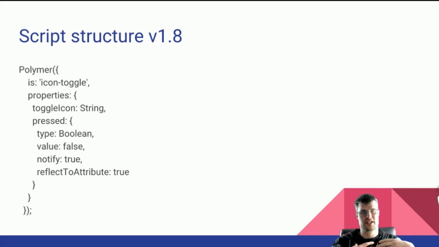And notify means that this specific property should notify all other components that this property is used inside of this component, so if you use this property in a lot of places inside of this component, it should notify all of those that this value has changed. Or if you have the reflect to attribute, it's the other way around. If this component gets the pressed value, or the pressed value is set in this component, then it should reflect changes back out of the component to the attribute of this component.